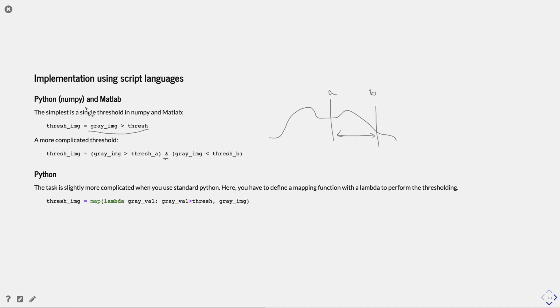So this is the way you do it in NumPy with Python and with MATLAB. If you would do it with Python without NumPy, then you would have to use some kind of mapping function and a lambda function, a little bit more complicated. So I would suggest to use NumPy, because usually when you're working with images, you anyway have NumPy loaded.